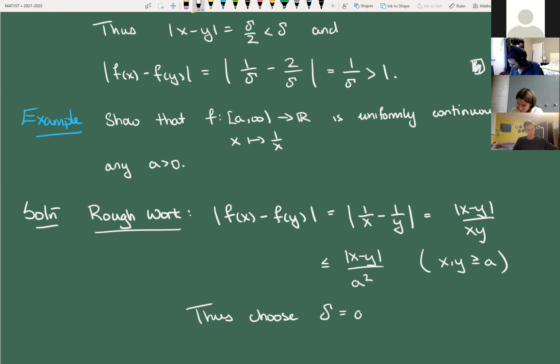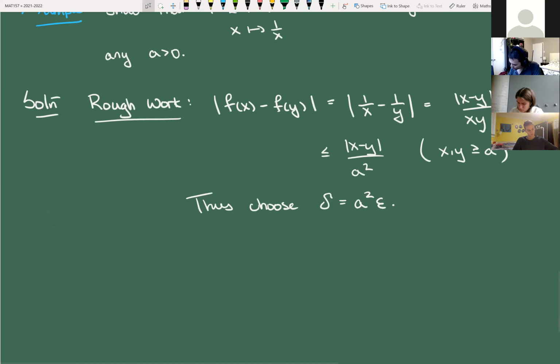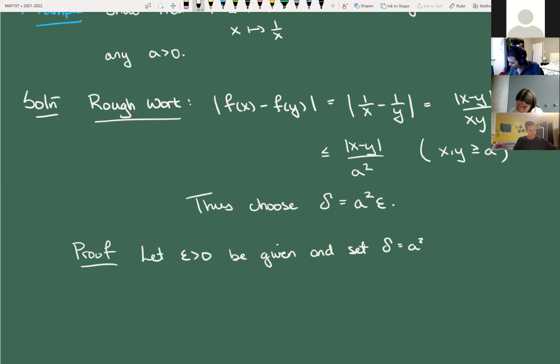choose delta to be A squared epsilon. And notice that this does not depend on which points x and y I'm dealing with, right? That doesn't come in at all. I was able to find a delta which works for any epsilon irrespective of what points x and y. So the proof would be our standard sort of proof. I'll actually write this one out because it's our first uniform continuity proof. Let epsilon greater than 0 be given. And set delta to be A squared epsilon.